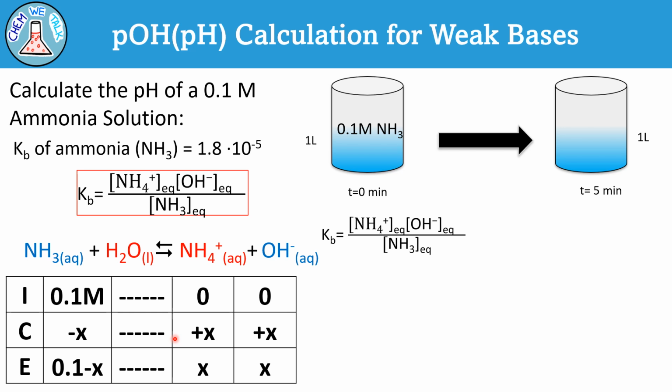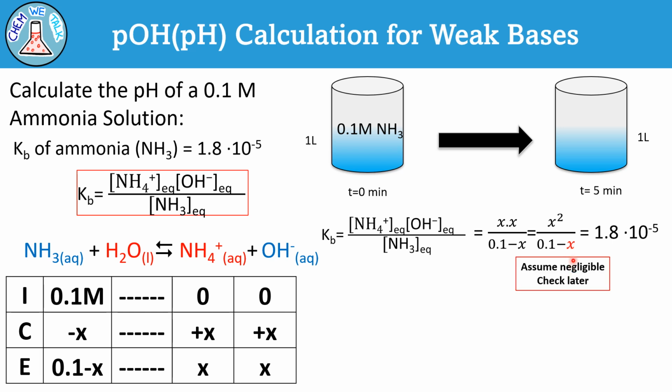Okay. So we have our Kb expression. And now let's use the values from our table and substitute that. What is NH4 plus at equilibrium? That is x. OH minus at equilibrium is x. And NH3 at equilibrium is 0.1 minus x. So we plug in everything there, and that should be equal to the Kb given in the problem.